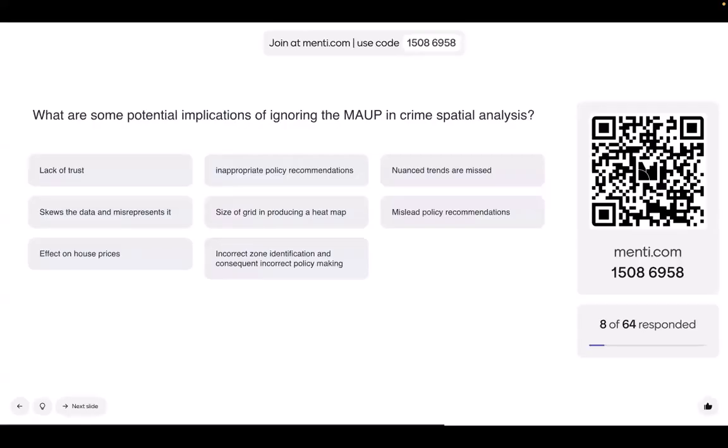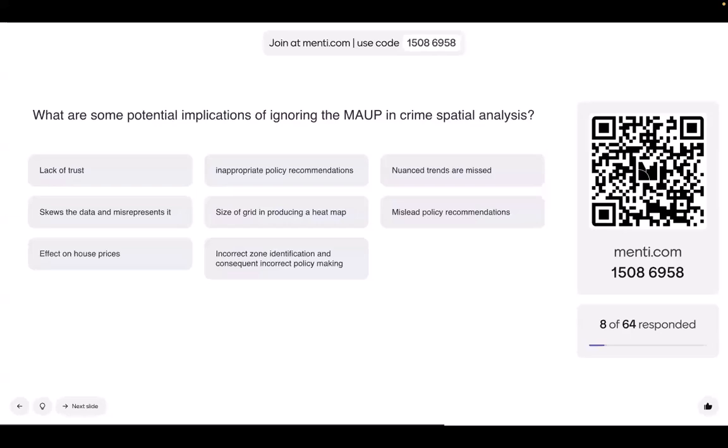Law enforcement agencies rely on spatial analysis of crime to allocate resources effectively. And if this MAUP is not considered, then there's a huge risk of misallocating these resources, either by focusing too much on areas that appear to have high crime rates due to the aggregation effects, or simply by overlooking areas that actually need more attention.